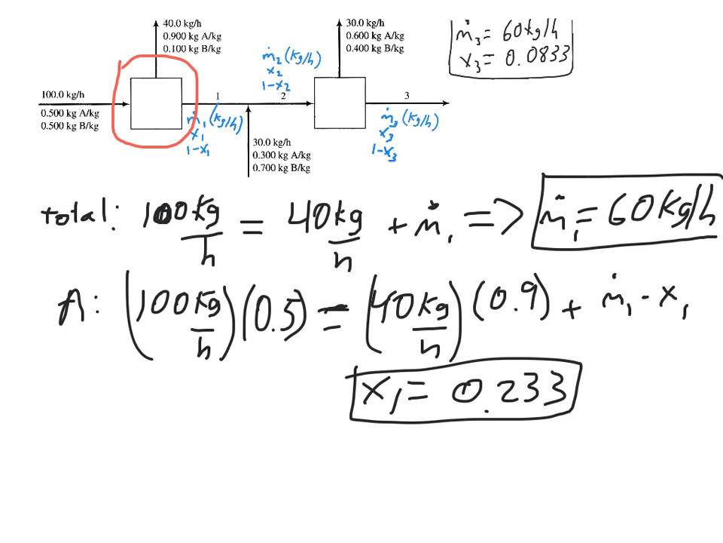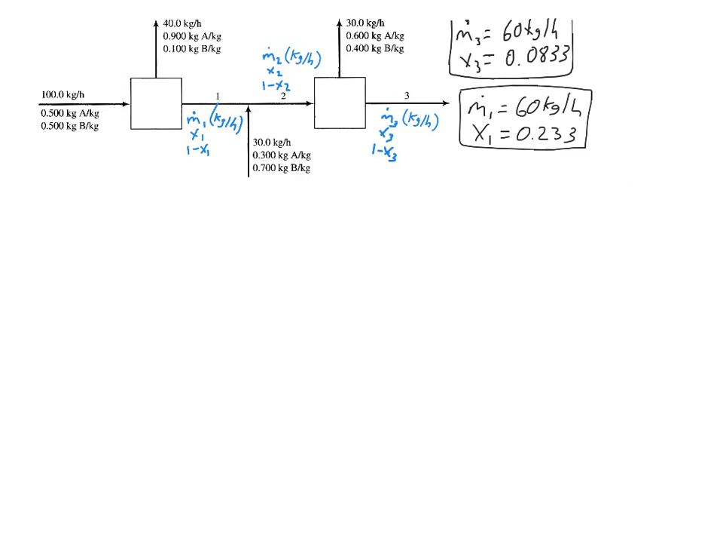So there we have it. Now we've gone ahead and found M1 and X1 by doing the boundary around this unit here, what I call Unit 1. And we are almost done. If you haven't figured it out, we just have to find two more unknown variables, X2 and M2. And there are again lots of different ways that I can go about solving this, but I'm just going to do the analysis on that mixing point right there.